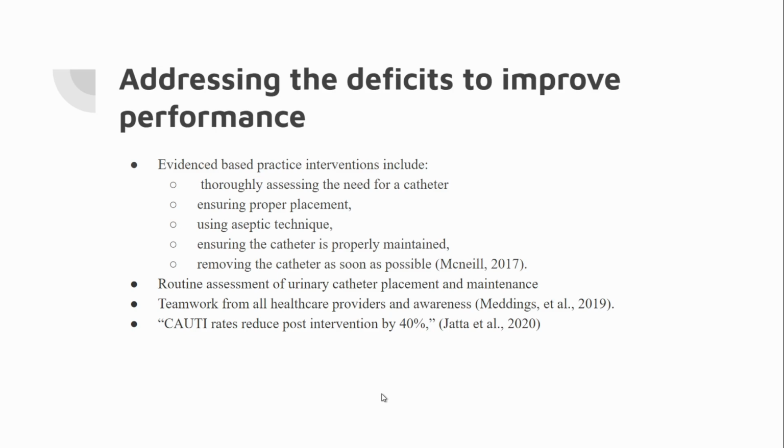Awareness of these deficits and precautions can greatly reduce the instance of CAUTIs in the healthcare setting. It is shown that when all members of the nursing team are aware and remain vigilant with routine maintenance of these precautions, the incidence of CAUTIs can go down almost 40%.